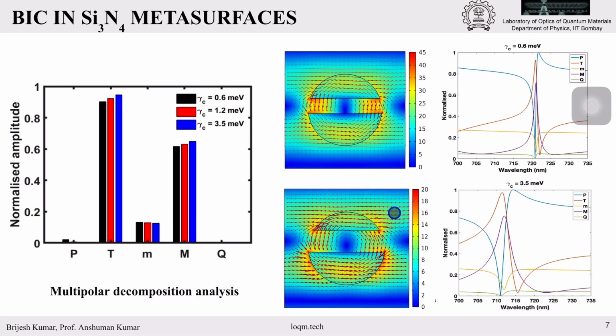Similarly, for further confirmation, I did the multipolar decomposition of this mode, and we found that the dipole, which has the major contribution to the radiation loss, is 0, and the contribution in radiation is only due to the toroidal and magnetic quadrupole, which have low radiative loss contribution in the normal direction.